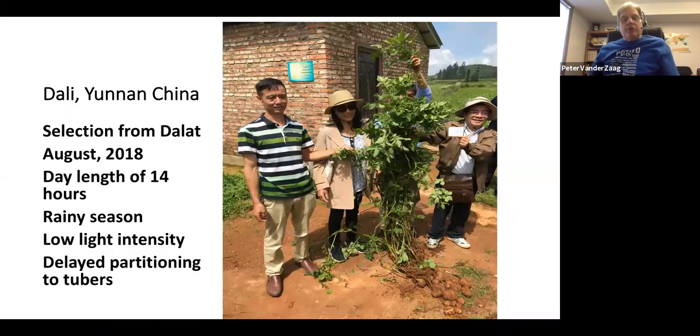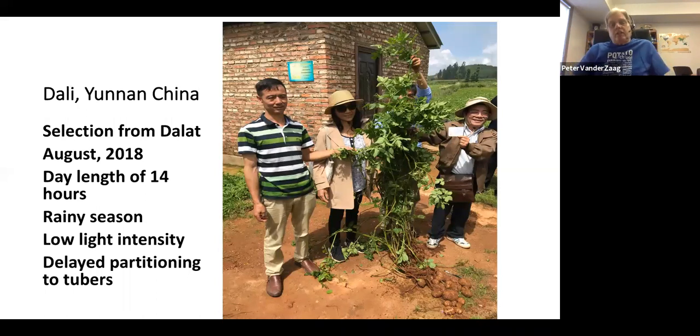Now, take some of this same material from Dalat, which is at 12 degrees latitude, to parts of Yunnan province in China. Here in Dali, we're at 27 degrees north latitude. And you see that a selection from Dali is growing, and it's probably 2 meters tall. Now, this plant is growing during a rainy season, so there's low light intensity, probably a little bit too much fertilizer. So this plant has shown severe delayed partitioning to the tubers and just keeps producing more foliage. And this is not what you want.